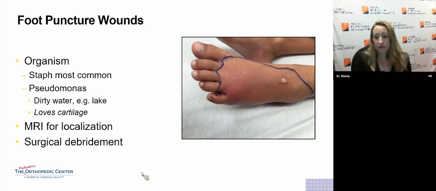Staph is most common, Pseudomonas particularly in injuries that happen in dirty water like lakes, and it really is very destructive to cartilage. We can get an MRI for localization of where this infection is, and that could also help guide surgical debridement. On the right here, I just have a picture of cellulitis, but as a reminder, there can be a spectrum of infection when we're talking about this.